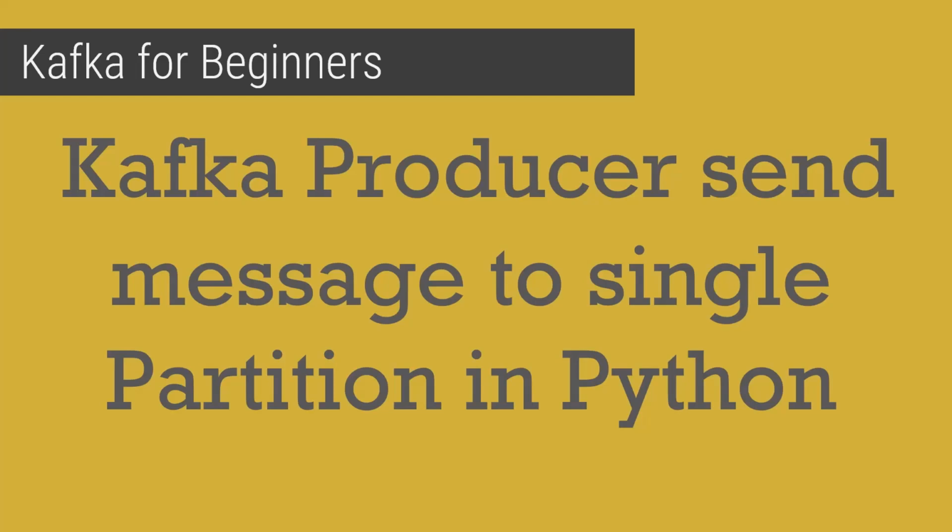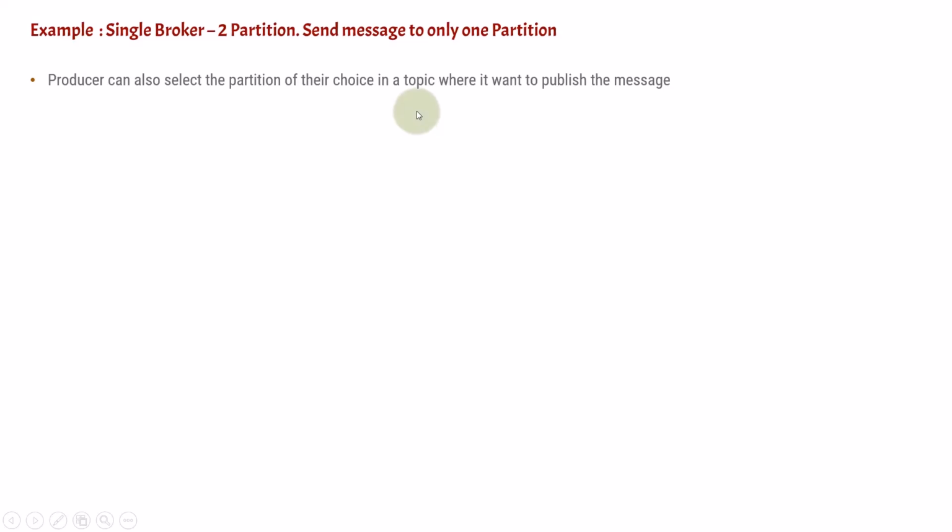So one partition can get more messages than the other partition. But in this video, what we are trying to achieve is that the producer will send messages to only a particular partition, so that you can make a tight coupling between the producer and the partition of a topic. So let's see how we can do that. We'll take an example where there are two partitions and the message will be sent only to one partition. As we know, the producer can select the partition of its choice in the topic where it wants to publish the message.